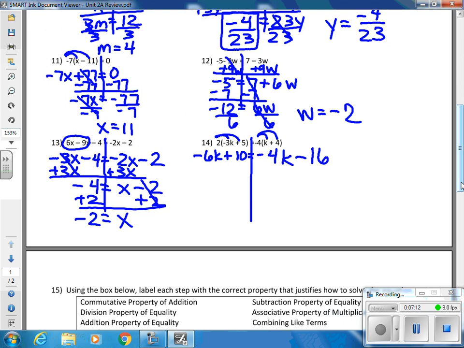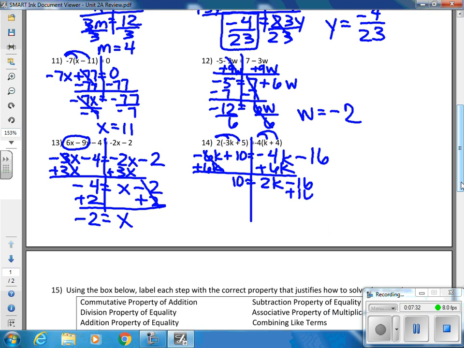You'll notice there's nothing to combine, but you do have k's on both sides. So we're looking at negative 6k and negative 4k. The smallest one is negative 6k. So I'm going to add 6k over. That leaves me with 10 equals negative 4 plus 6 is going to be a positive 2k, and then bring down minus 16. And now you're back to that two-step.